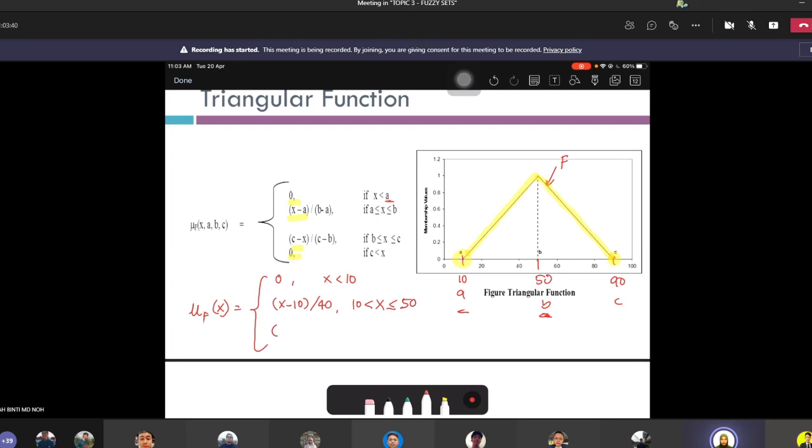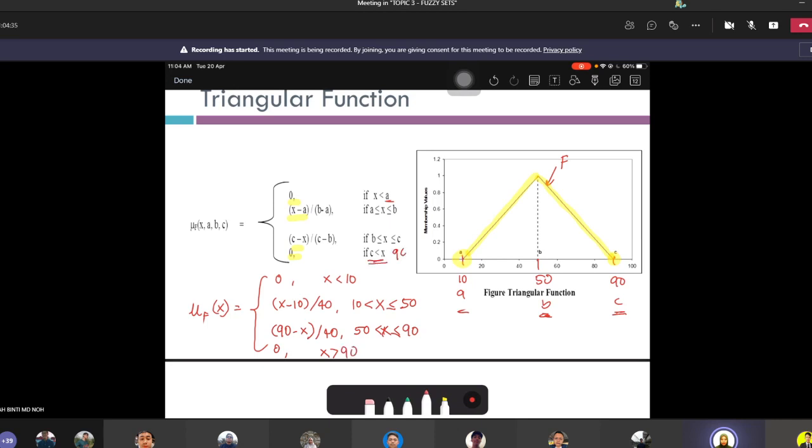Okay. Can we move on to the next one? Yes. Saya cuba slow-slow ni sebab saya tahu ada yang senyap-senyap tu dia tak nak sebut. Tapi takut dia tak terkejar. Okay? Saya faham ada yang cepat tangkap tu. Sabar sikit. Right. So C minus X. C ada value dia 90 minus X. Right? Divide by C minus B. C 90 tolak B 50 sama 40. Yes. So it is for x between 50 to 90. Okay. And the last one, it will be back to 0 when X is more than 90.